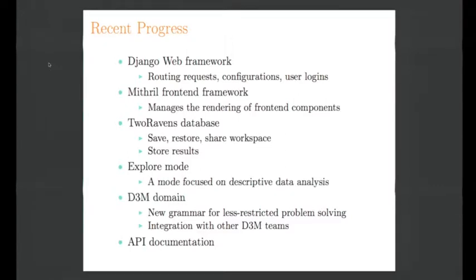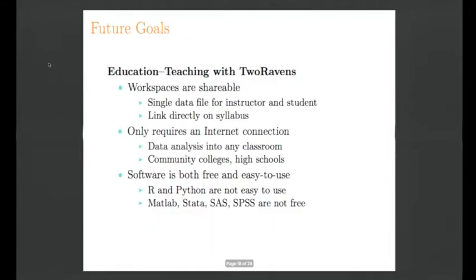We've been able to write much of the front end in Mithril, right? So it's a front end framework for rendering various ways that the interface might be designed, depending on which version of Two Ravens we're using. We've put the database in place to save and restore workspaces, as well as to store results. We've implemented a new explore mode, all right, so focus less on actually estimating statistical models and more on descriptive data analysis and various API documentation.